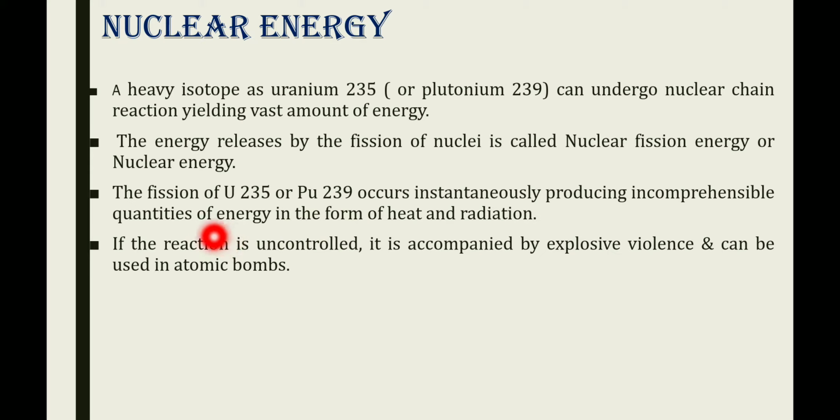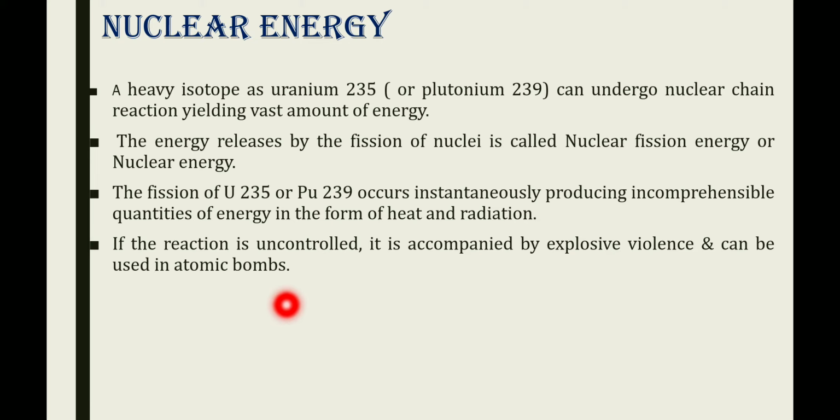Getting my point? Again, if the reaction is not controlled, if it is uncontrolled, what will happen? It is accompanied by explosive violence and can be used in atomic bombs. It is going to explode. If the chain reaction is uncontrolled, it is used in atomic bombs, because a huge amount of energy is produced, because the multiplication occurs in 3's. The propagation or multiplication of this chain reaction process occurs in 3's itself.